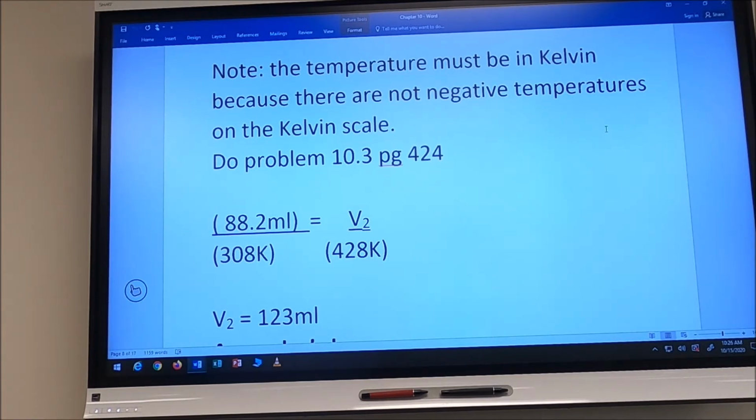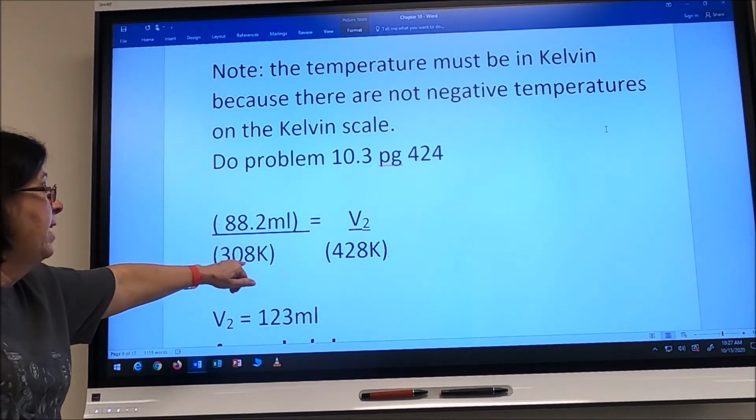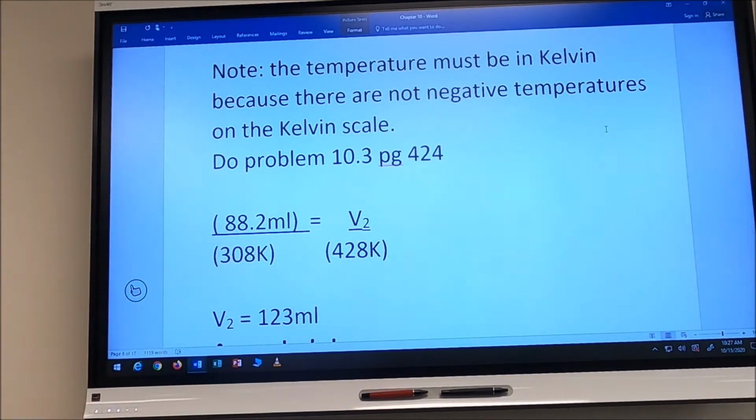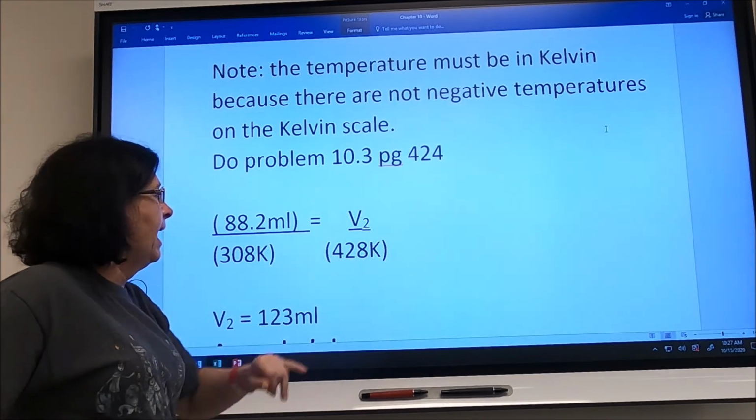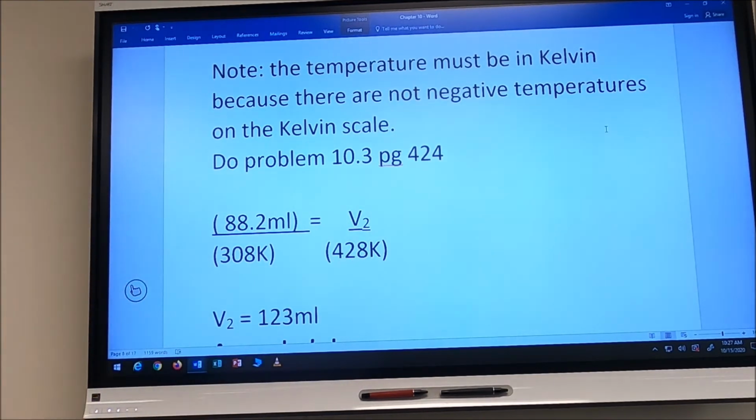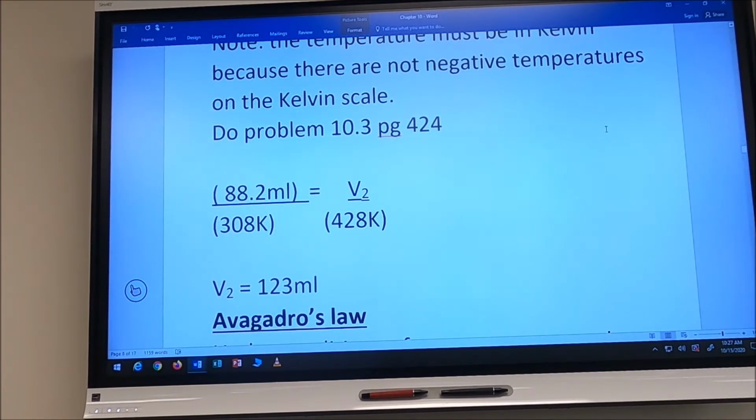So, temperature in Celsius is 35. To get temperature in Kelvin, I just add 273.15 to it. So the 35 degrees C is 308 K, and our final temperature is 155 C. If I add 273 to that, I get 428 K. So if we solve it for the new volume, it is 123 milliliters. Okay? So you can see as temperature went up, volume went up.